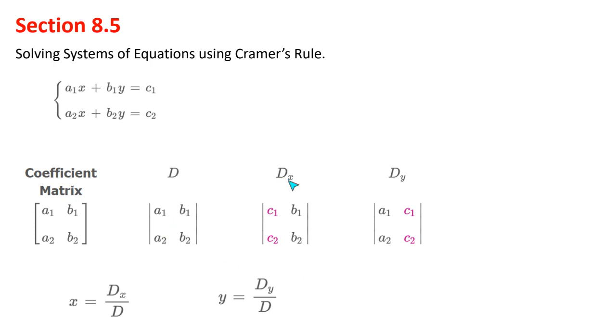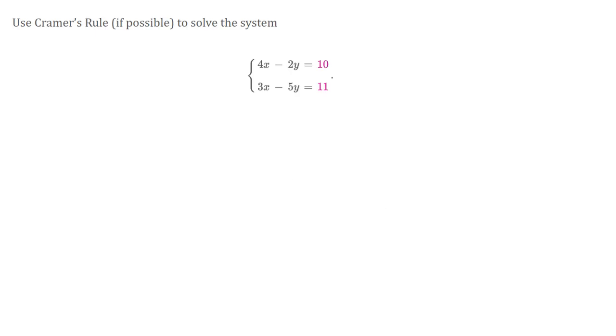And then we're going to need a Dx, okay? Dx is going to be the constants, which are C1 and C2, and the coefficients of the y's, B1 and B2. And then Dy is going to be the coefficients of x, so A1, A2, and the constants. Once you find the determinants, then to find x, we're just going to take Dx divided by D, and y is going to be Dy divided by D. So let's put it all together and do an example.